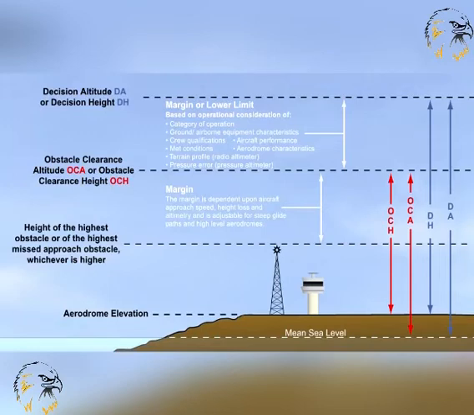An OCA or H for a precision approach procedure is defined as the lowest altitude, OCA, or height above the elevation of the runway threshold, OCH, at which a missed approach must be initiated to ensure compliance with the appropriate obstacle clearance criteria. This is very similar to the definition of decision altitude or height.